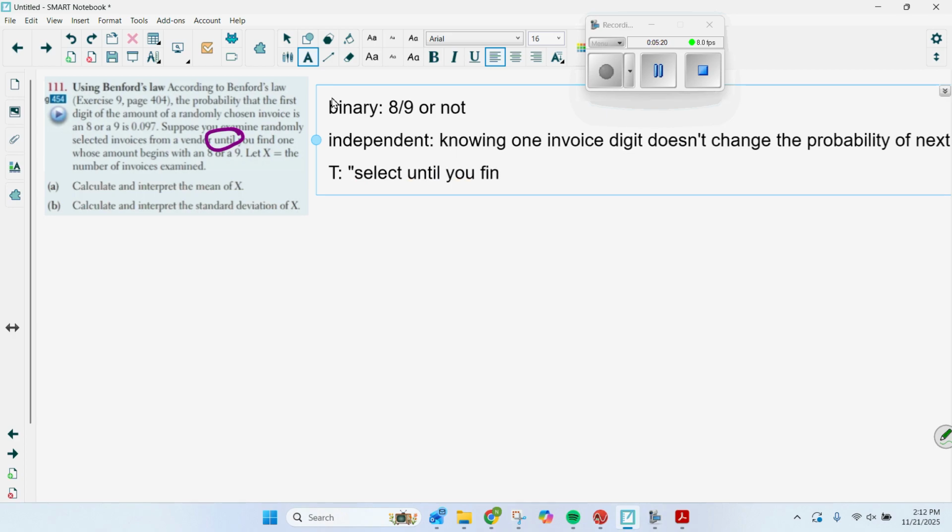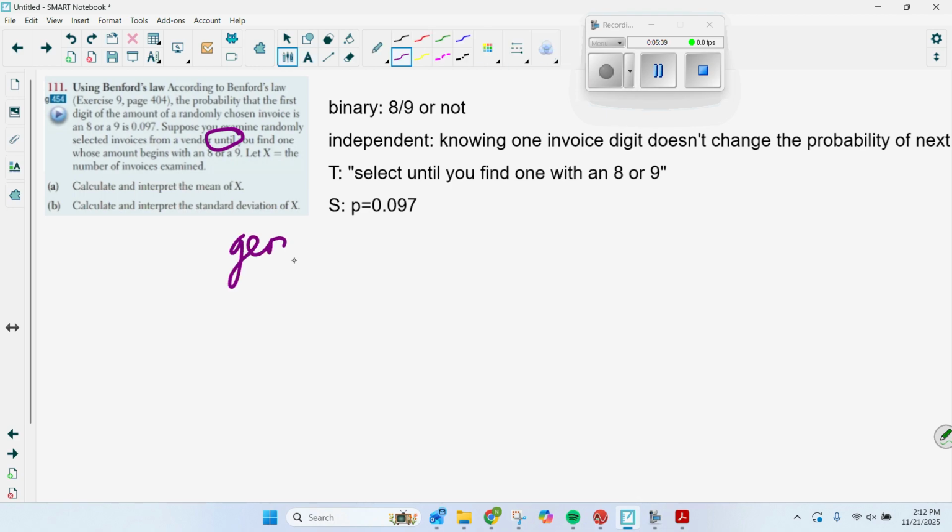Select until you find one with an 8 or 9. Okay, so we've got the trials until success. And then my probability of success is 0.097. Okay, calculate and interpret the mean of x.